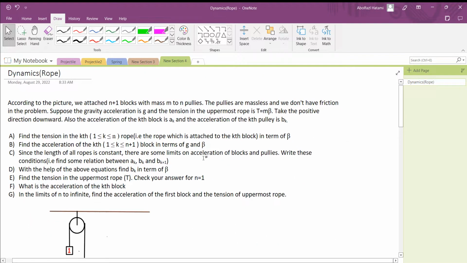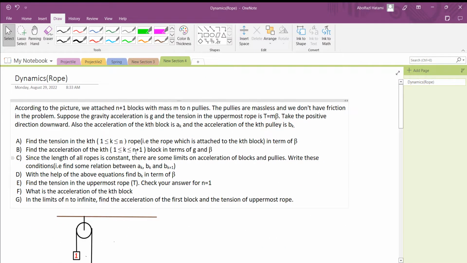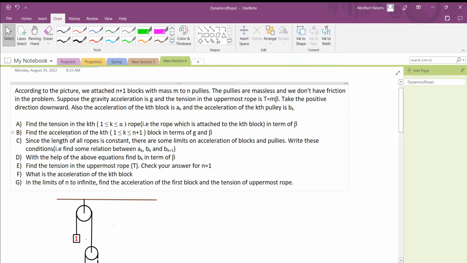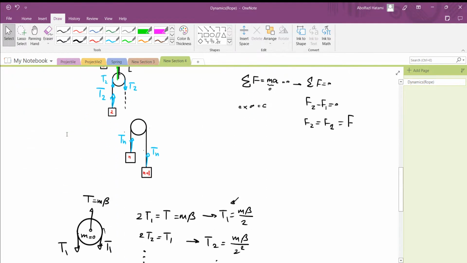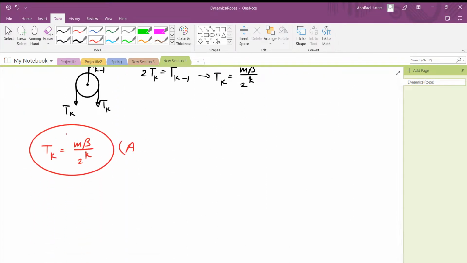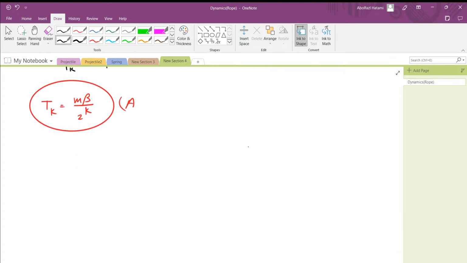Okay, let's go to the second part of the problem. It wants us to find the acceleration of the kth block in terms of g and beta. For this part, it is obvious that we should write Newton's equation for the kth block. Okay, so let me write the equation. Here we have the kth block.